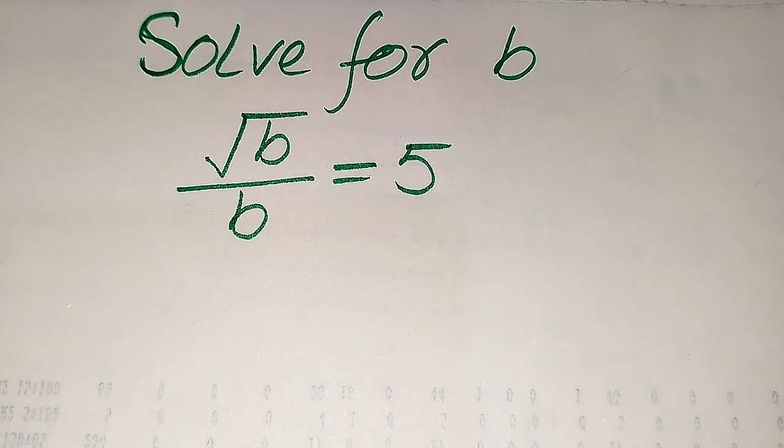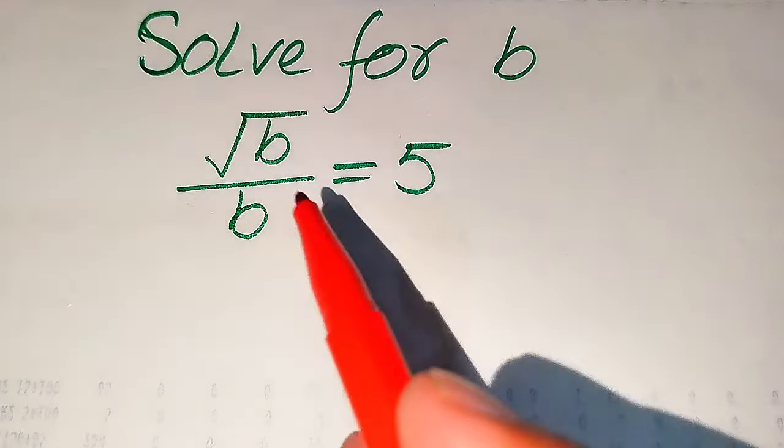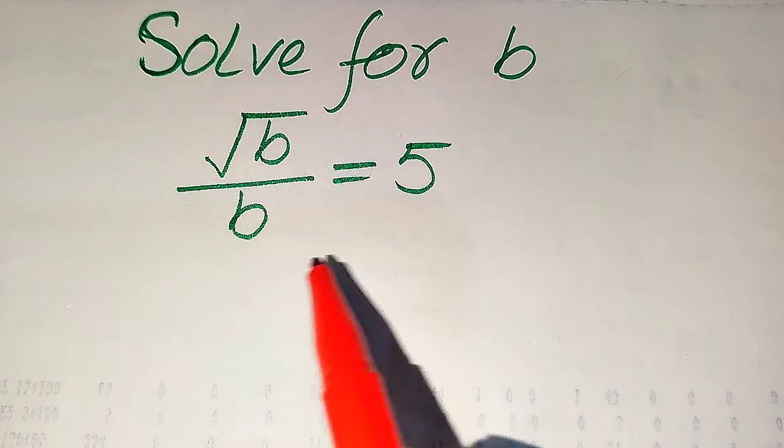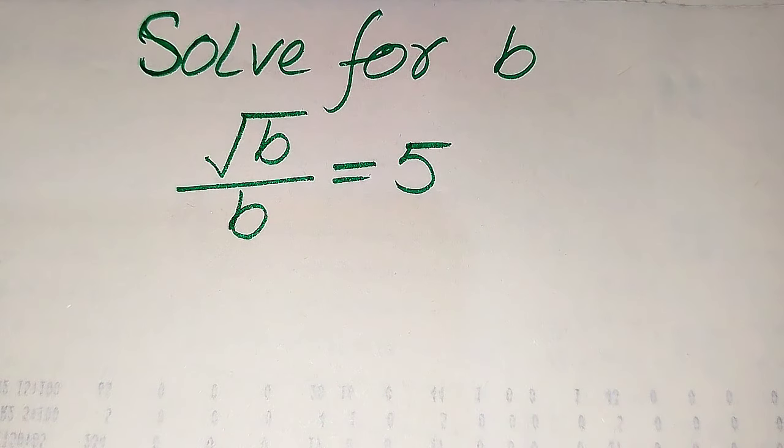Hello everyone, how to solve this problem for the values of b if we have square root of b divided by b is equal to 5, and we solve this problem for the values of b. Here, first we find all the roots of this equation, and at the last we will verify which of the roots are solutions and which of the roots are extraneous roots.